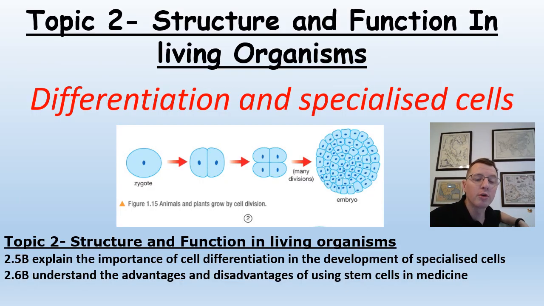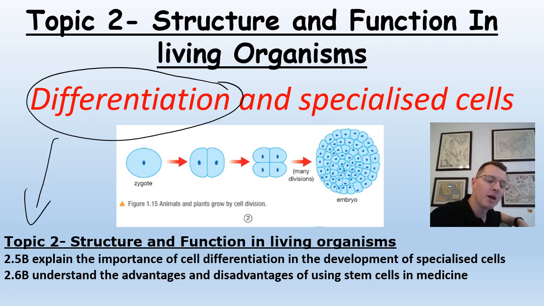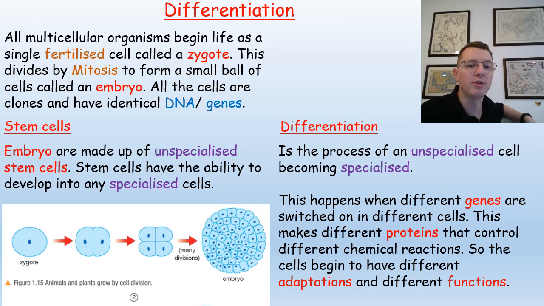So now we're going to move on to look at a new keyword: differentiation, and how cells specialize. Again, we can look at the specifications and where we are in the syllabus. So what is differentiation? Well, all multicellular organisms begin life as a single fertilized cell called a zygote. This zygote divides by a process called mitosis to form a small ball of cells called an embryo. All the cells are clones and have genetically identical DNA and genes.